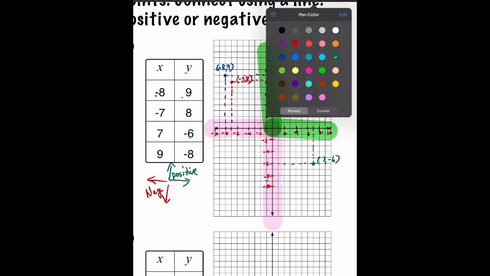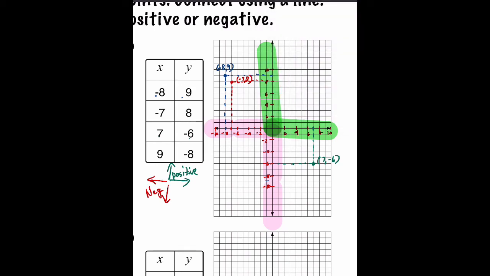And let's just use another color for the last one. 9 would be here, and negative 8 is here. So let me just extend, and 9 is over here. So this is the point, okay? 9, negative 8. So all you have to do now is to connect the dots, okay? So do it very carefully. I usually just use a ruler, okay?